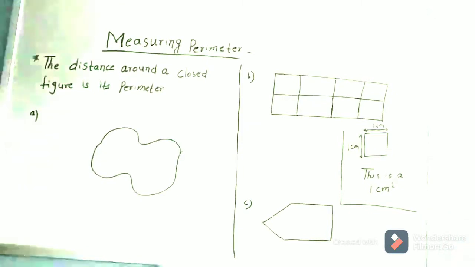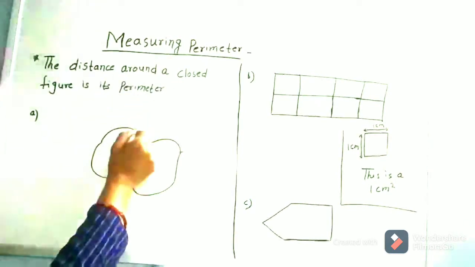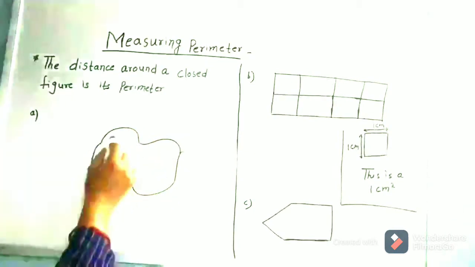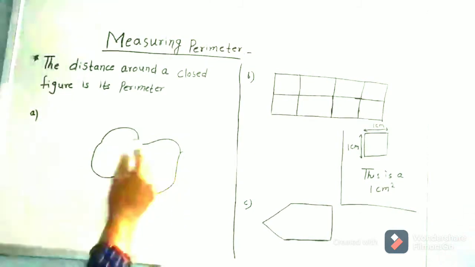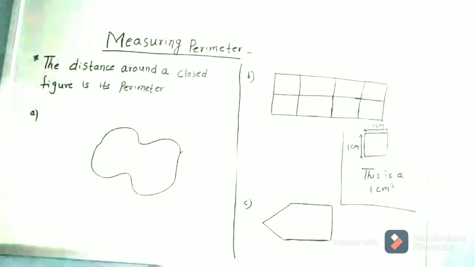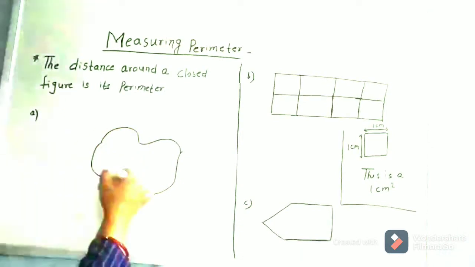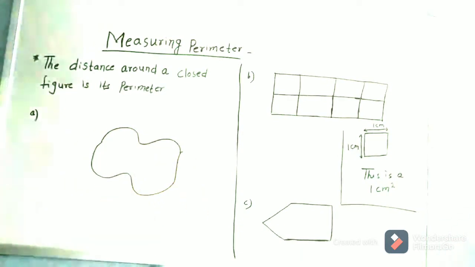So first, we need to know what the perimeter is. Perimeter means the distance around a closed figure. See, here are different types of figures. How do we find this perimeter? Perimeter means the distance around the closed figure.